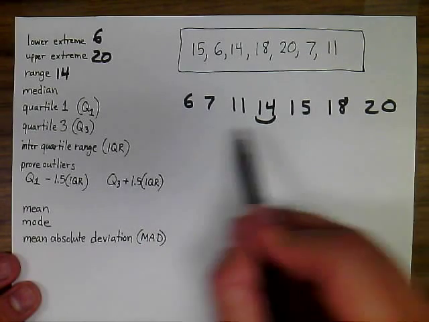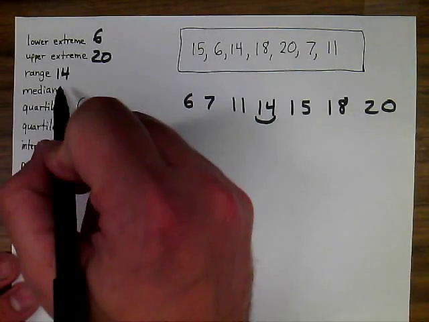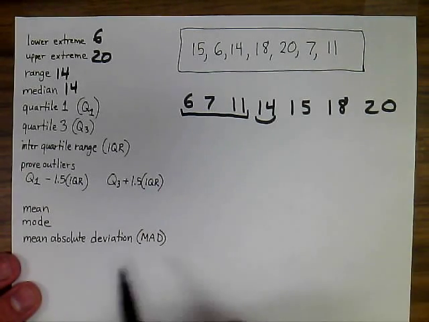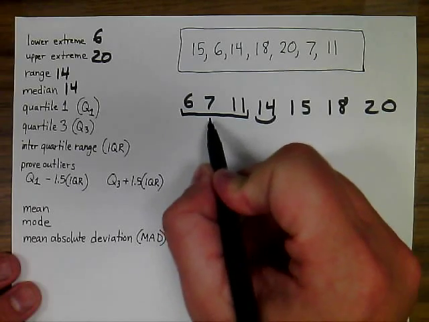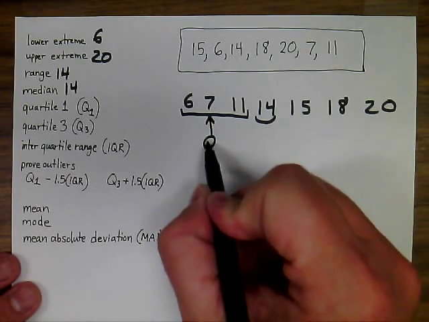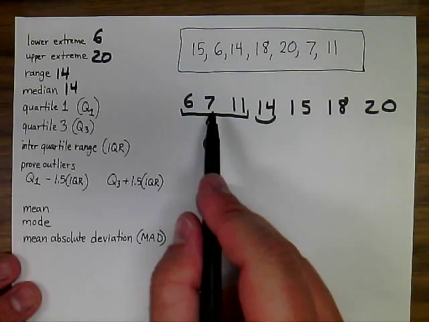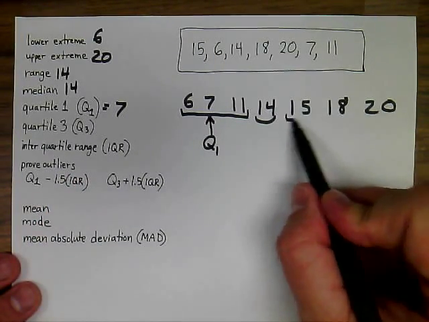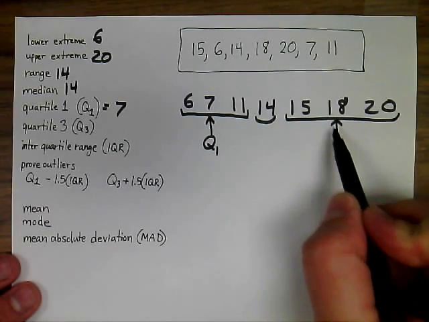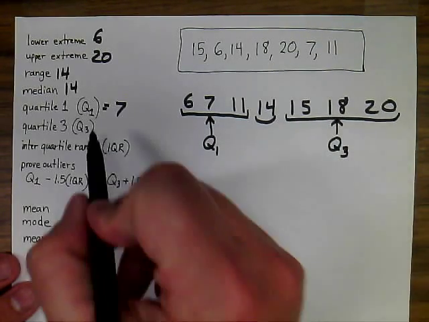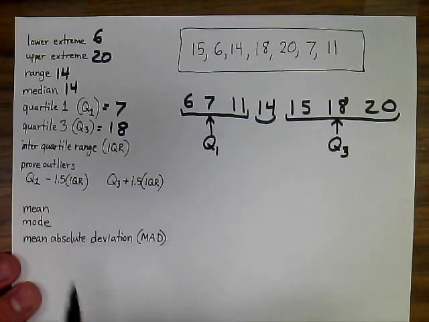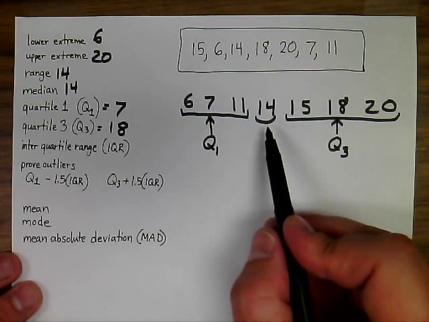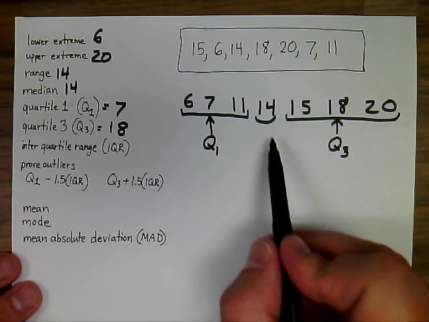You can see there's 3 items to the left and 3 items to the right, so the median would be 14. Now, the lower half of this data set, you can find quartile 1 right here. And so this would be quartile 1 because it's the middle of the lower half of the data. And quartile 3 would be the 18 because it's the middle of the upper half of the data. You will also note that the median is also sometimes noted as quartile 2. We generally refer to it strictly as the median.